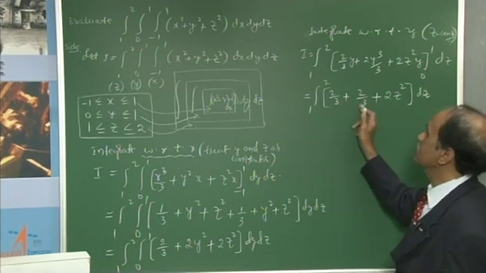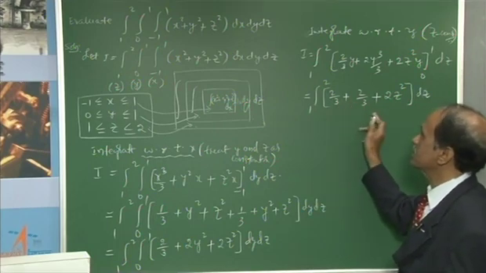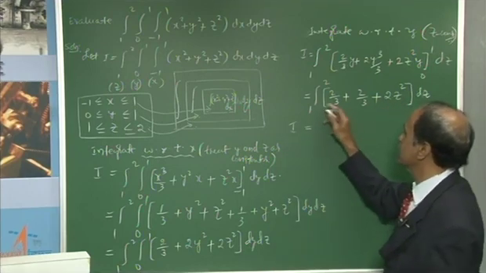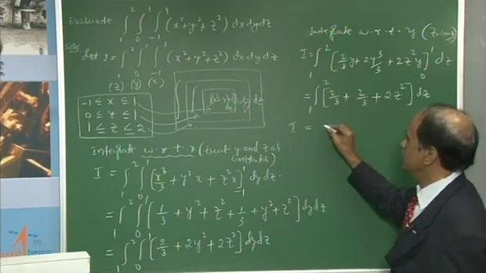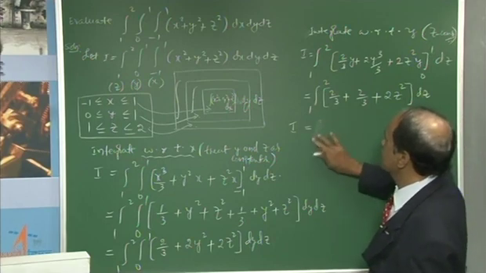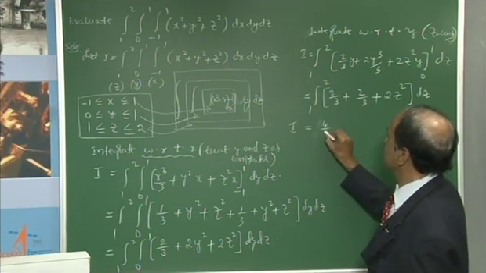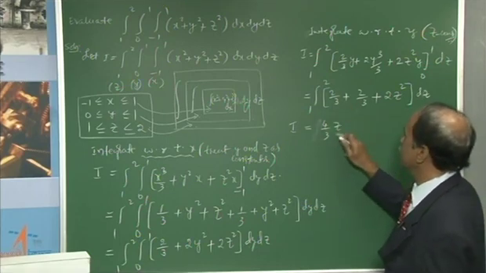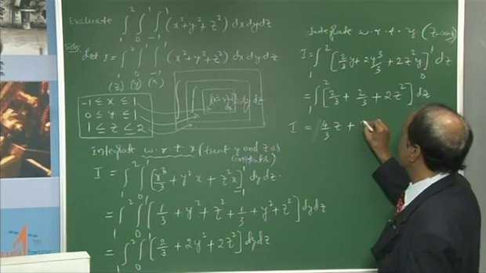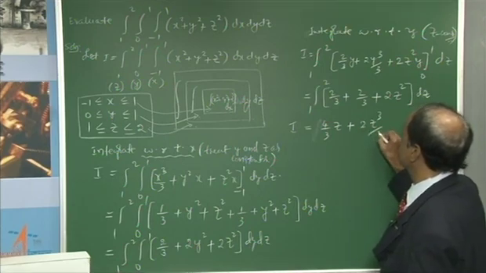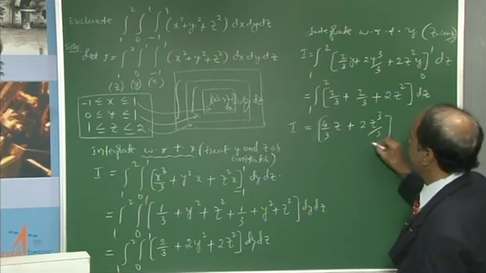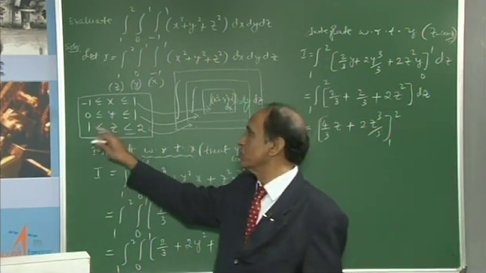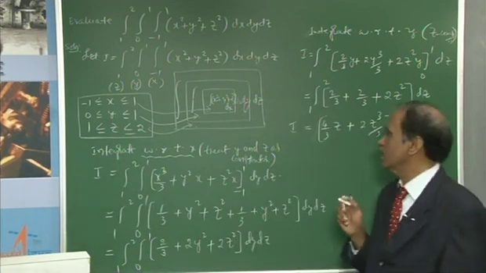You can also do the simplification here, that is 4 by 3. I think I can write directly. Hope you can understand if I write directly. That is 4 by 3. Directly you can write the integration with respect to z. So that is 4 by 3 z plus 2 times z cubed by 3, running between 1 to 2. That means z equal to 1 and z equal to 2, the upper and lower limits.